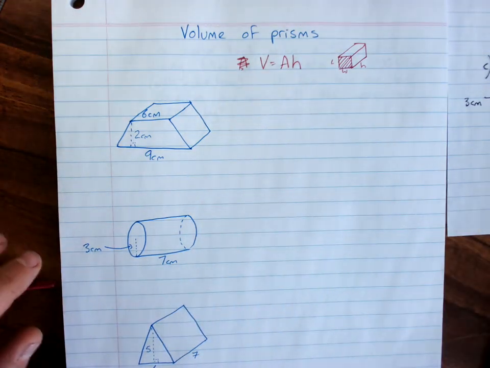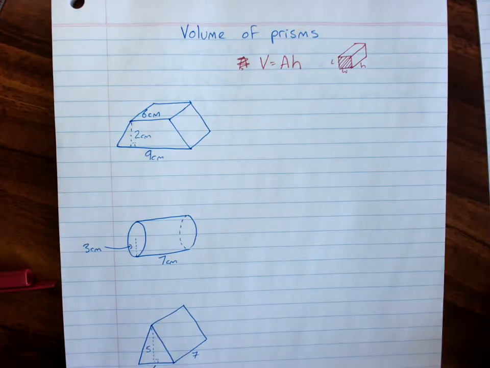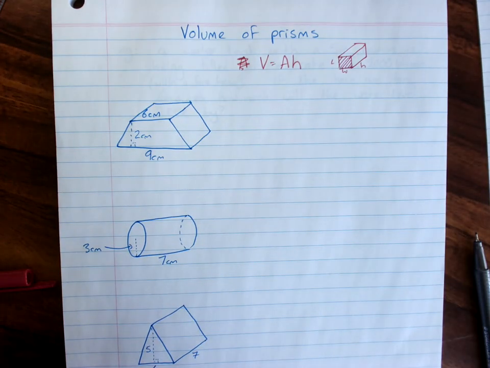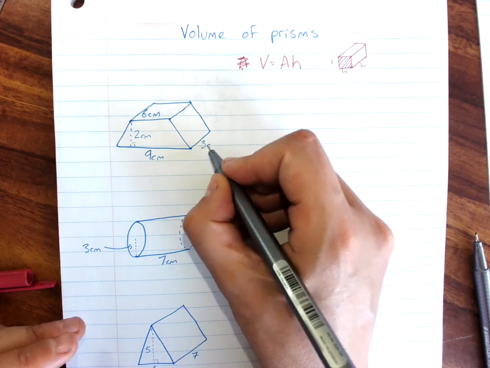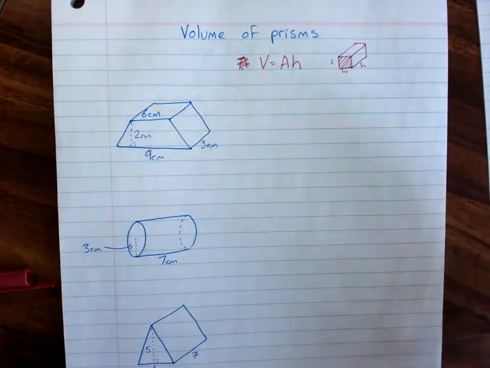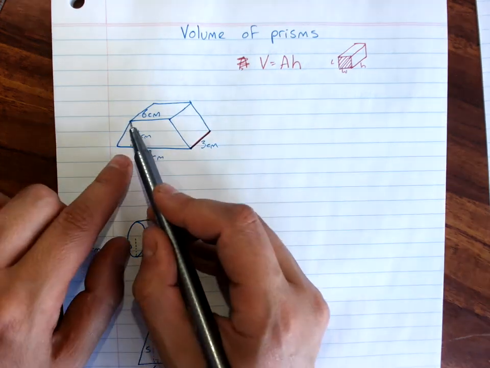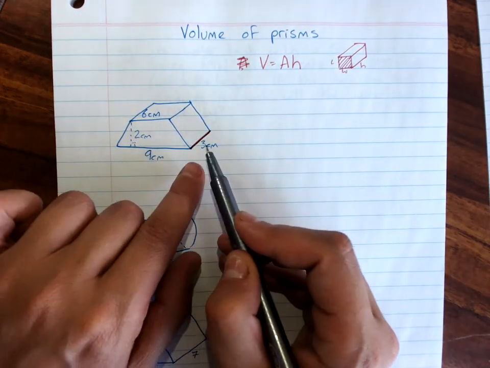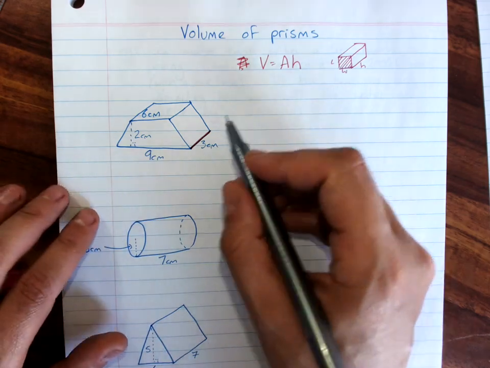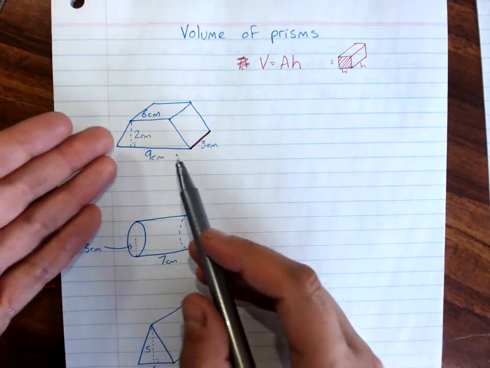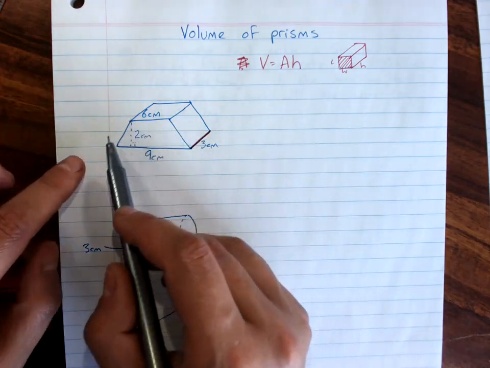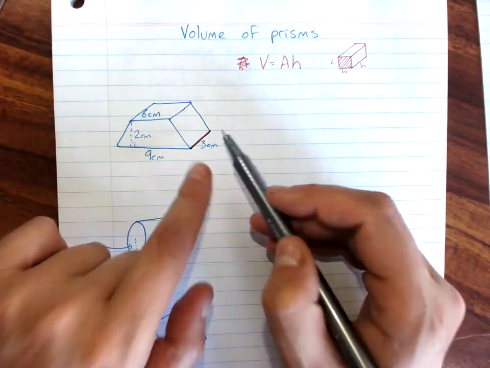So in this one, I actually haven't labelled the height, so let me just put that in, 3 centimetres. So this is the height of this prism. I know this is the height of the trapezium, but this is the height of the prism. And the volume of this trapezoid prism is the area of the trapezium times the height.